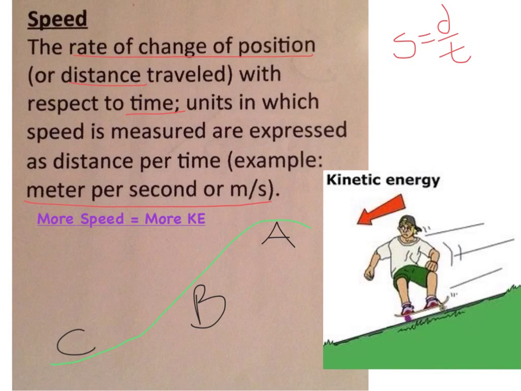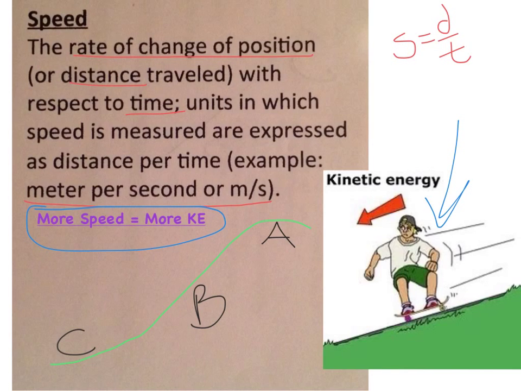Alright, so please make sure you write this down right here what I'm circling. More speed equals more kinetic energy. So, again, kinetic energy is the energy of motion. So as you can see, the boy right here in the picture is in motion. He's moving. So he has kinetic energy.